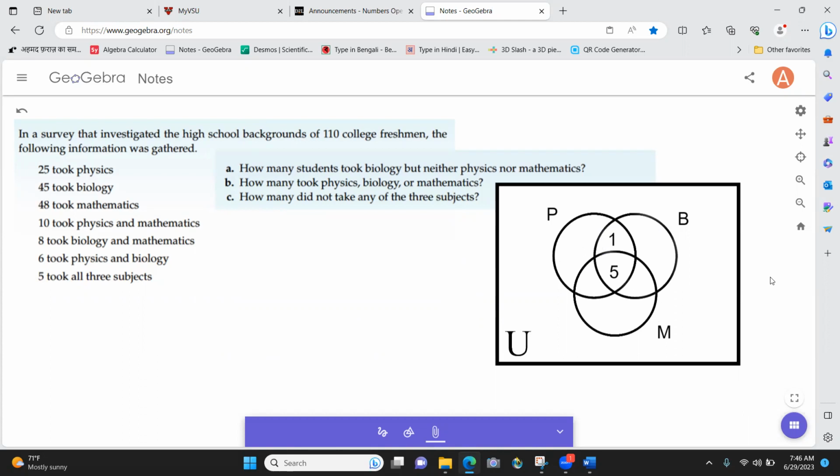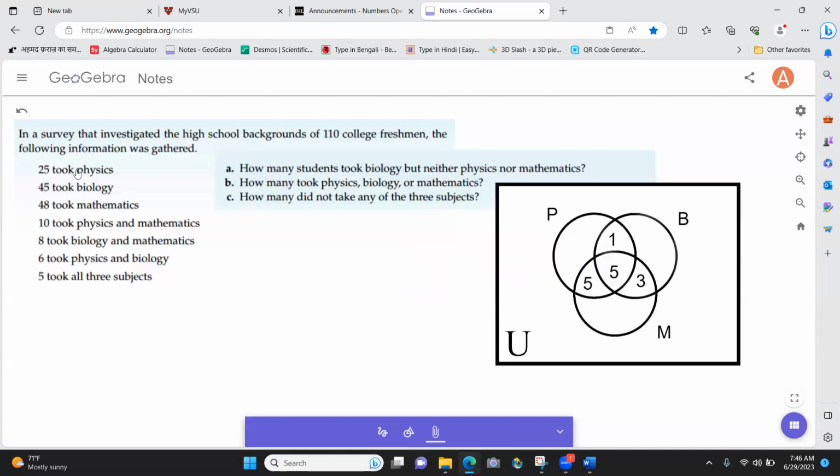8 took biology and mathematics. So this has to be 3. 10 took physics and math. So this has to be 5.